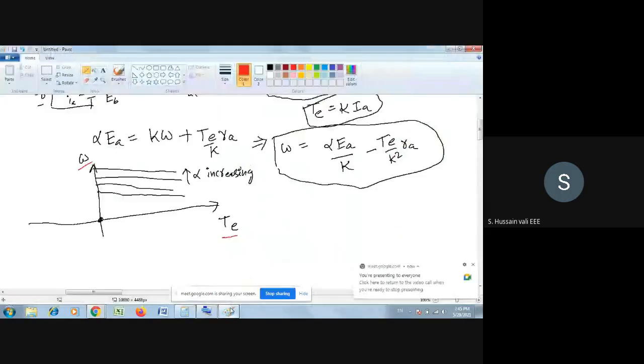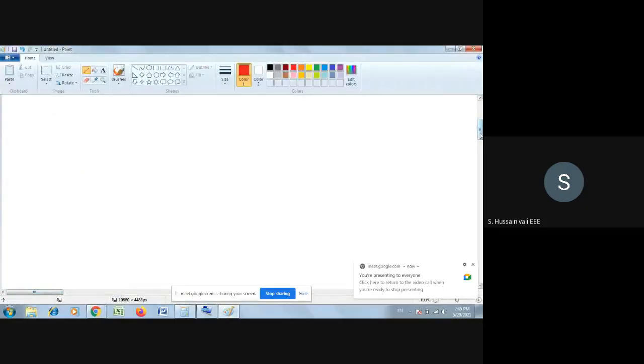Now we'll solve a numerical problem here, so that we will understand more about this particular method. Yeah, this is the numerical problem.